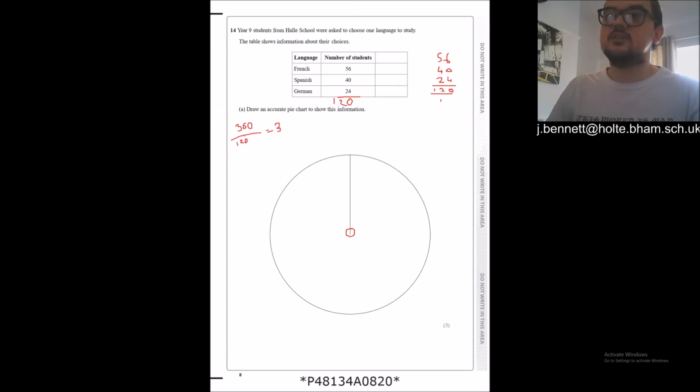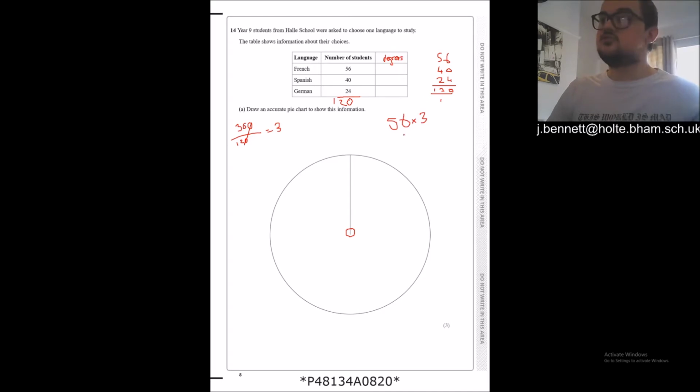This gives us 3. So we can cross out the zeros. It's 36 over 12, and that goes 3 times. So every student represents 3 degrees on our pie chart. So let's put here degrees. We want to know how many degrees each of these children are going to give us in total. 56 times 3.